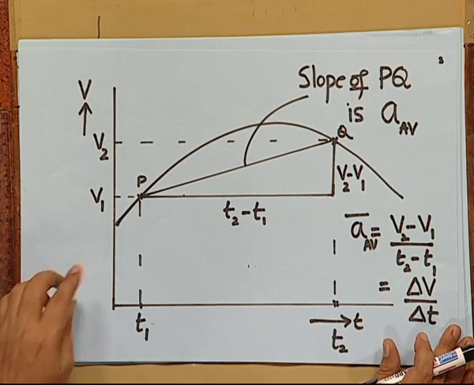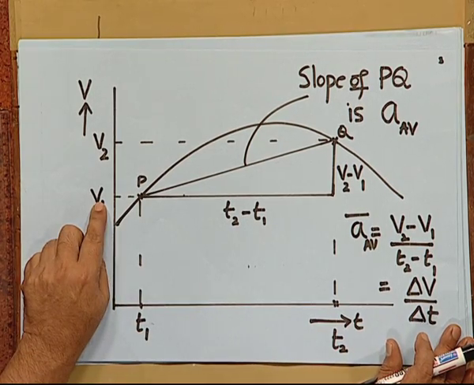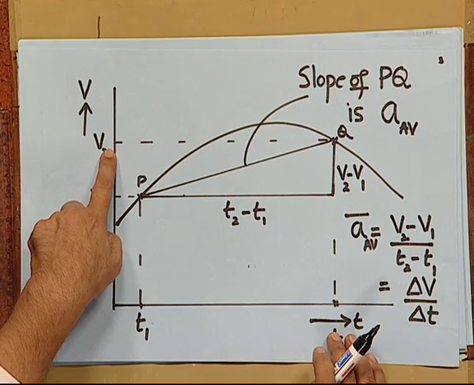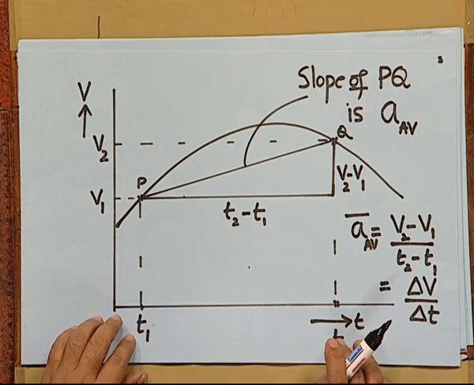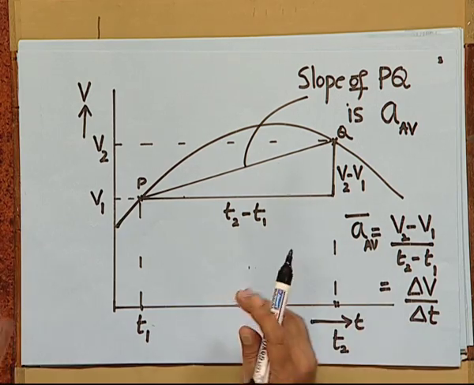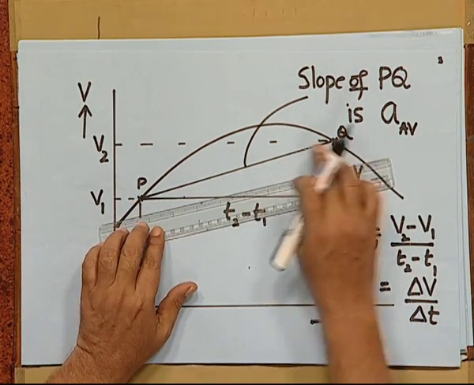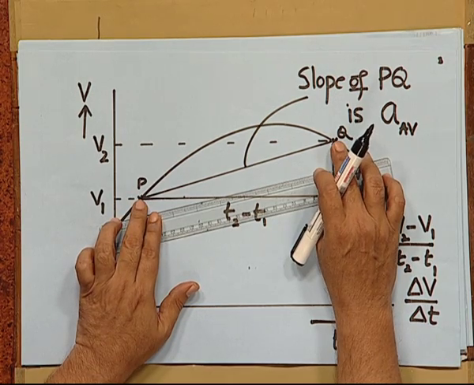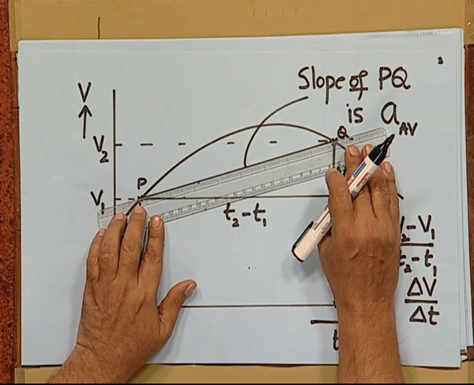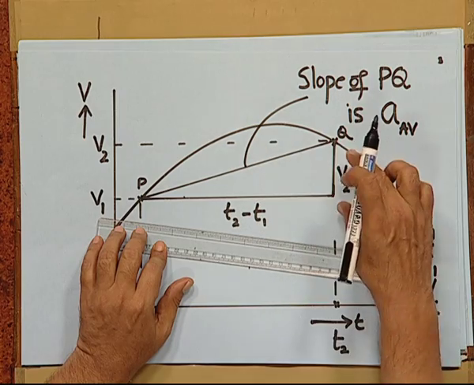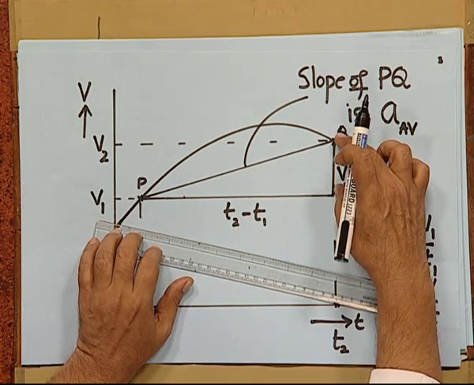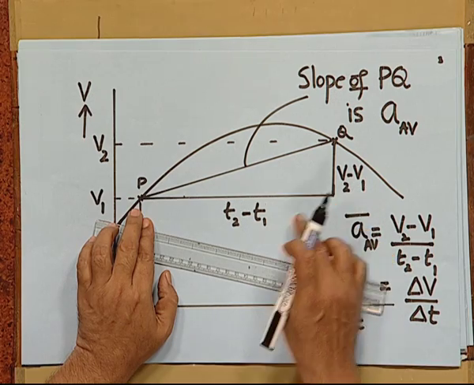The variation of velocity with respect to time is shown here. Look at this graph. At time t1, the velocity is v1, at time t2, the velocity is v2. The variation in the velocity in the interval t1 to t2 is measured by joining this point p and q, that is where the velocities are v1 and v2. Join this line from p to q and construct this triangle. The height of this triangle is v2 minus v1 and the base of this triangle is t2 minus t1.